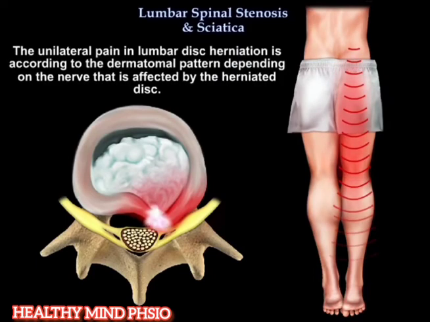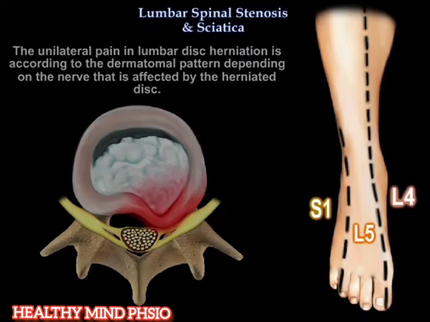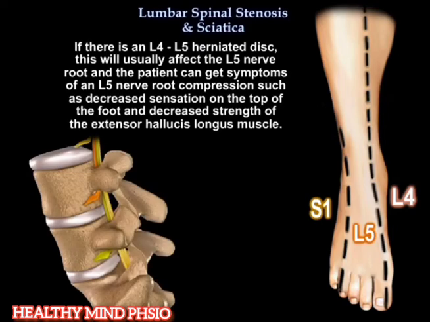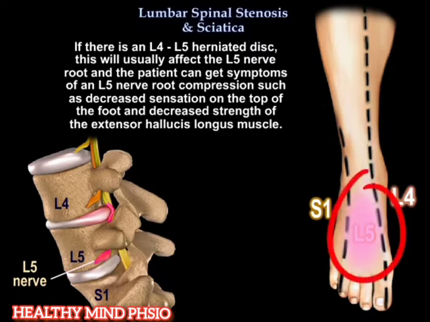The unilateral pain in lumbar disc herniation is according to dermatomal pattern, depending on the nerve that's affected by the herniated disc. So if it is an L4, L5 herniated disc, it usually affects the L5 nerve root, and you can get symptoms of L5 nerve root involvement, such as decreased sensation on the top of the foot and decreased strength of the extensor hallucis longus.